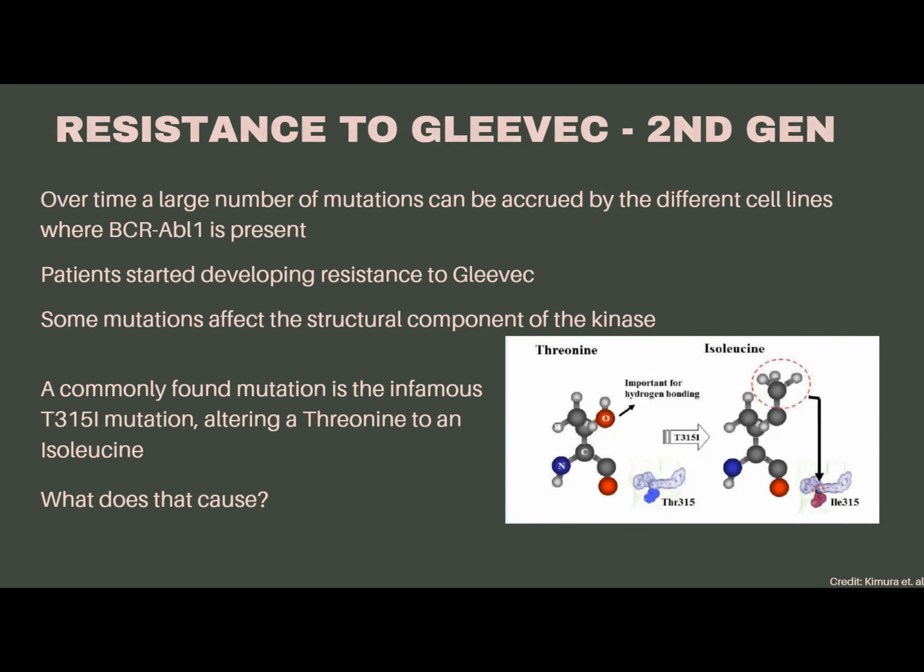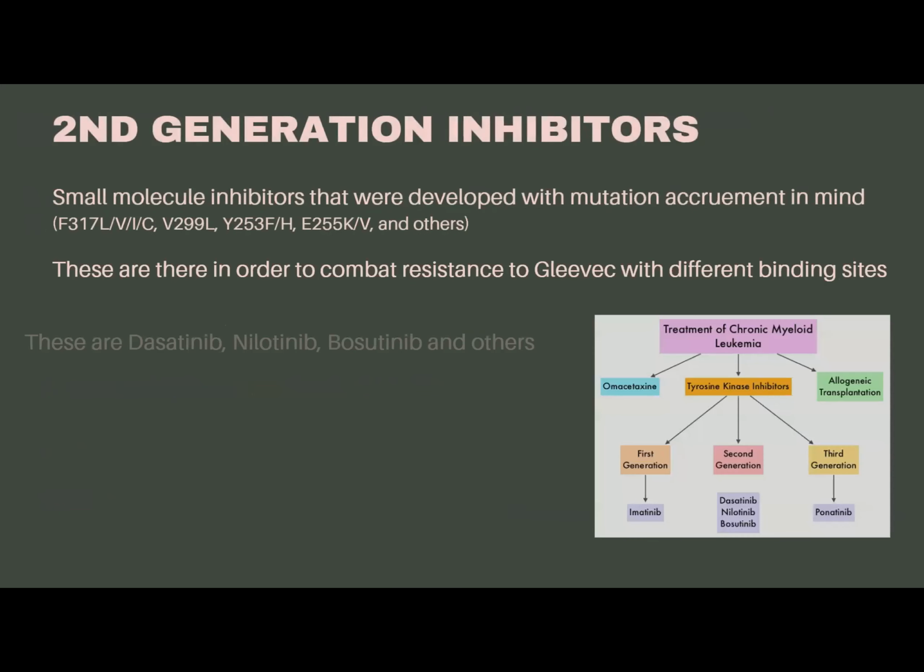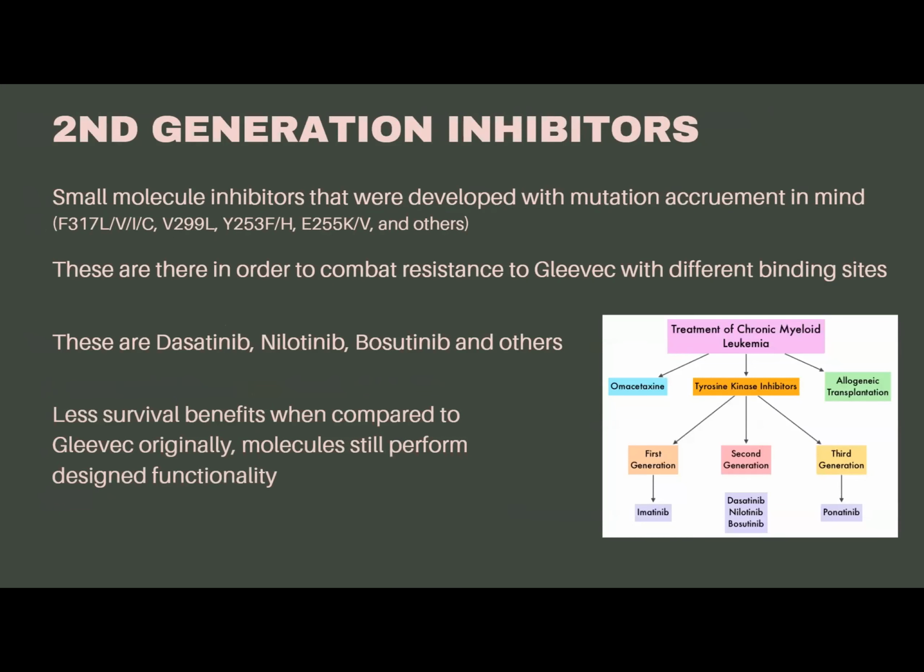No? Okay. So because of that, there's the development of second generation inhibitors. These are small molecule inhibitors, just like Gleevec, that were developed with mutation accruement in mind. There are different amino acid mutations that can happen. I listed a couple of the common ones for the second generation inhibitors. You don't need to know them. I just listed them because they exist. These are there in order to combat Gleevec resistance in patients.